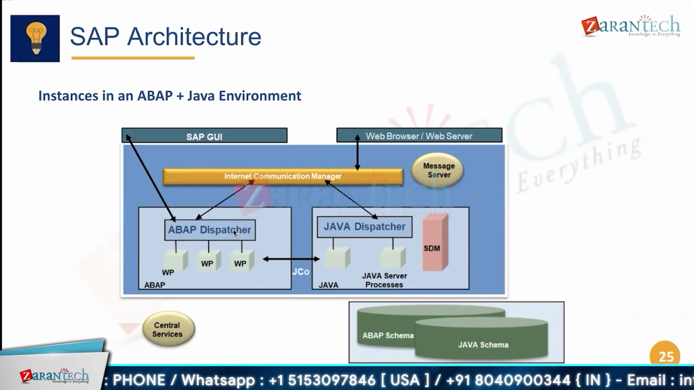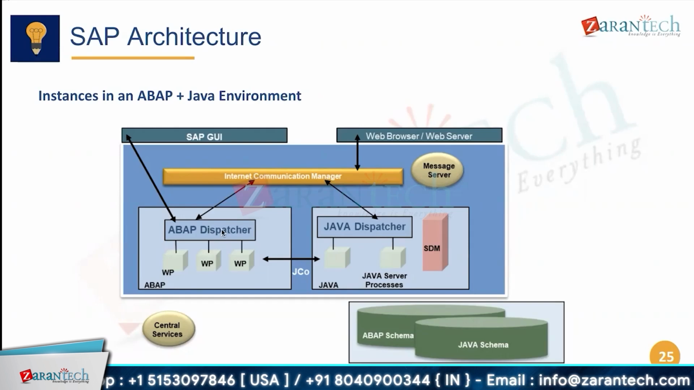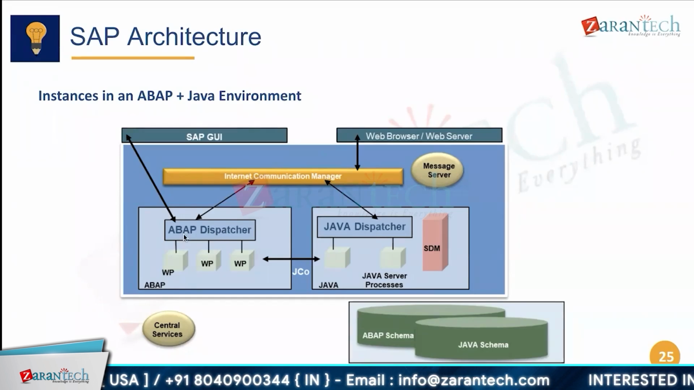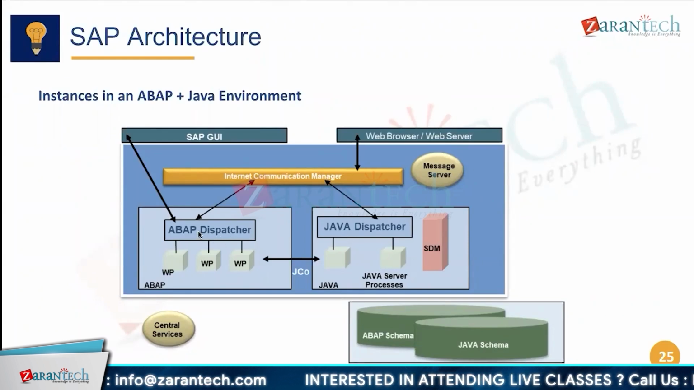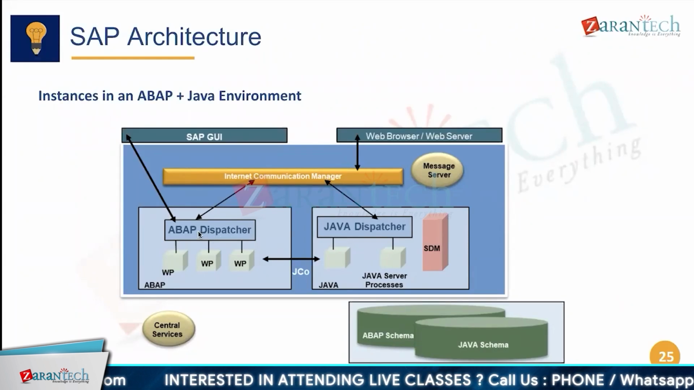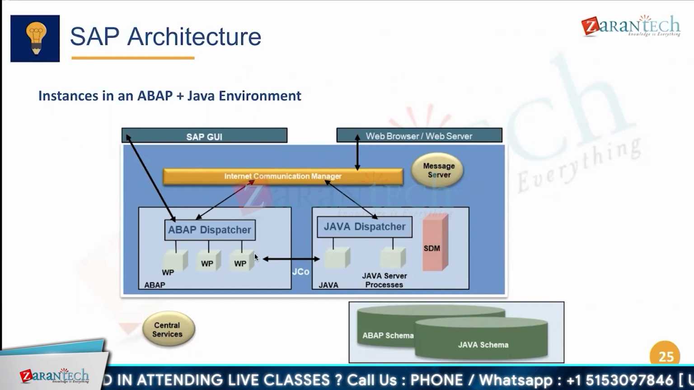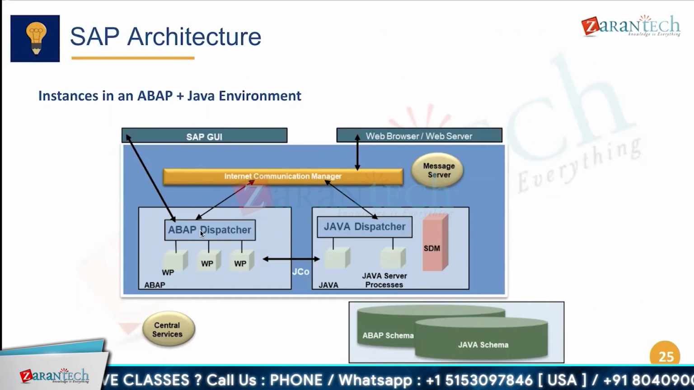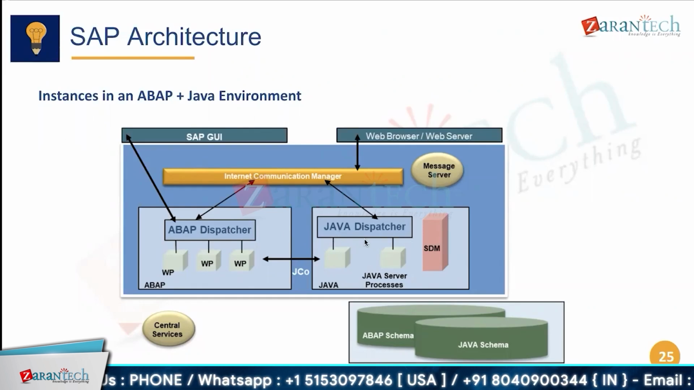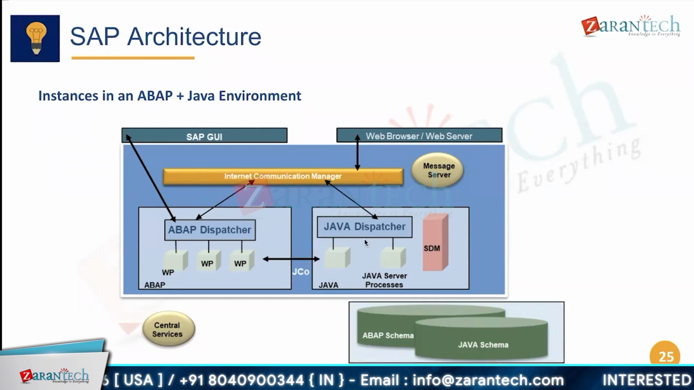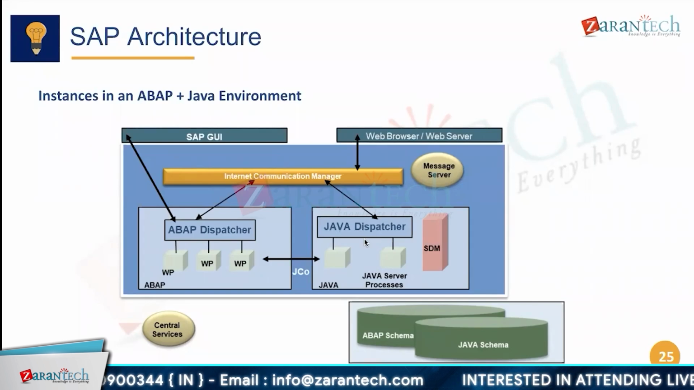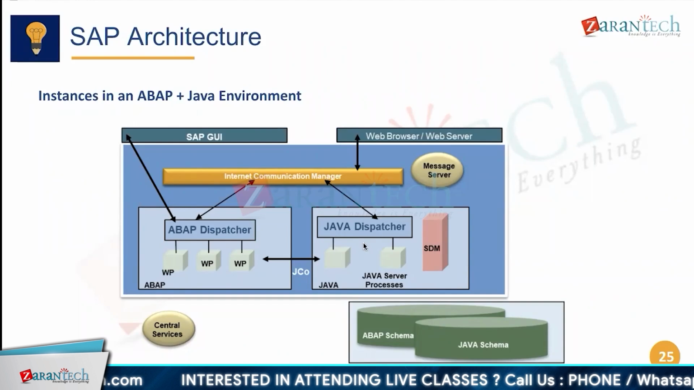For example, ABA is the ABAP system and JAV is the Java system. If you go to the server, you will find these two folders: /usr/sap/ABA and /usr/sap/Java. If you run ps -ef and grep for the process, you will find these as well. You can also go to the profile directory, and the same will be maintained there: ASCS and JSCS. But the trickiest part here is the bottom one, the database.